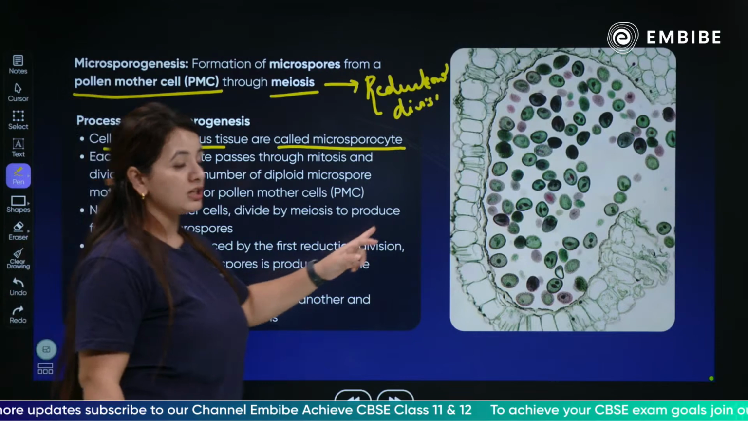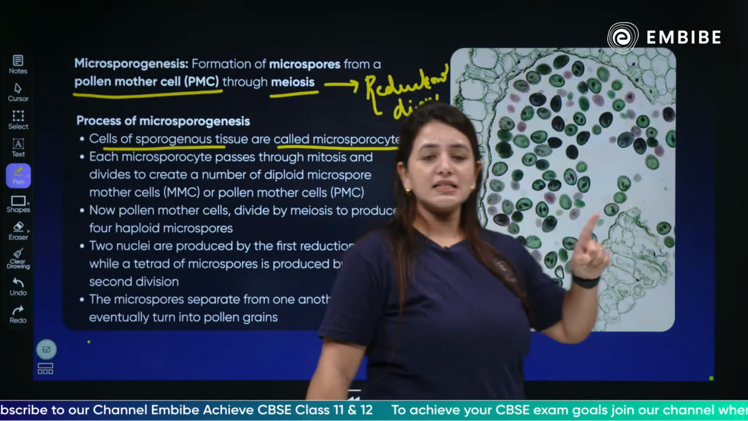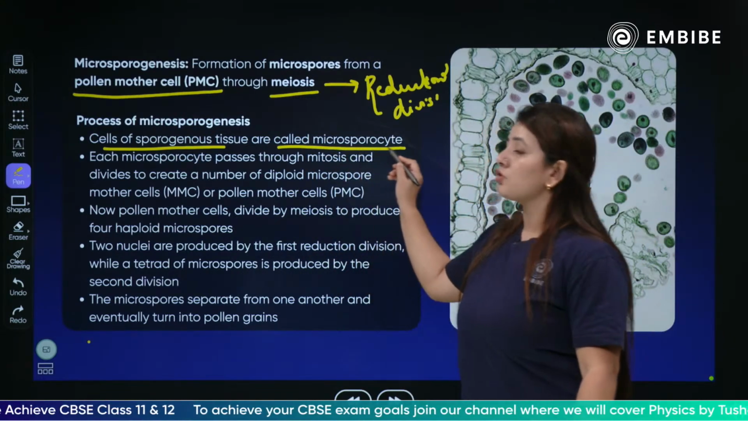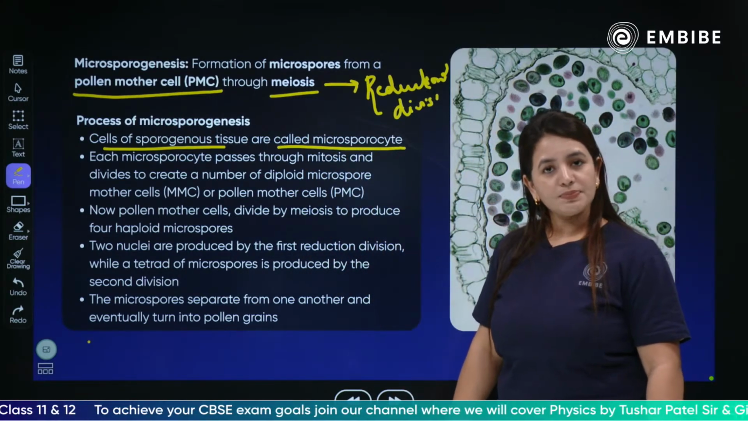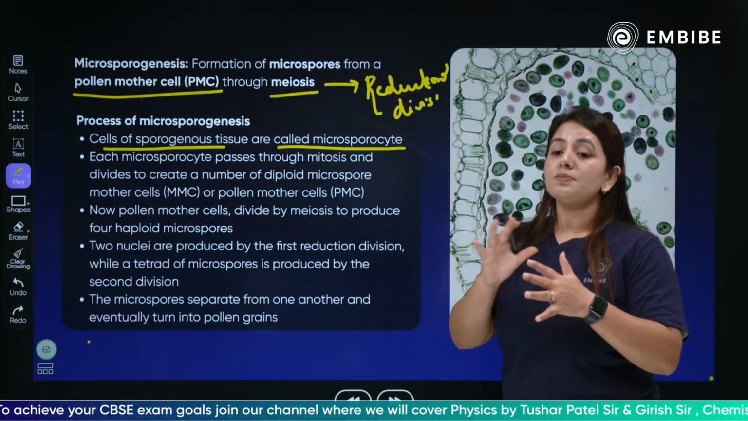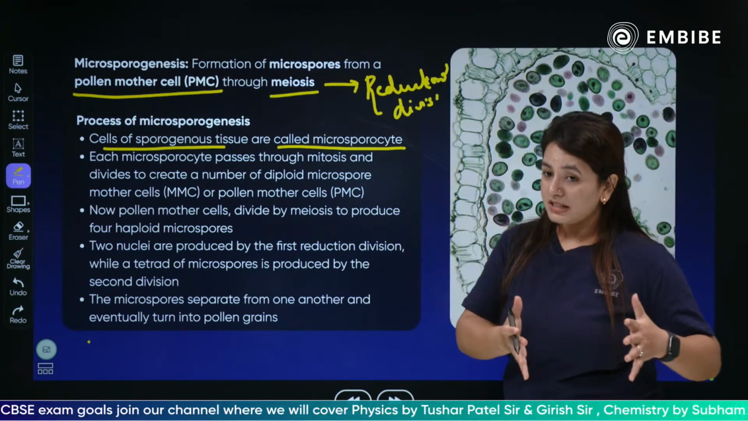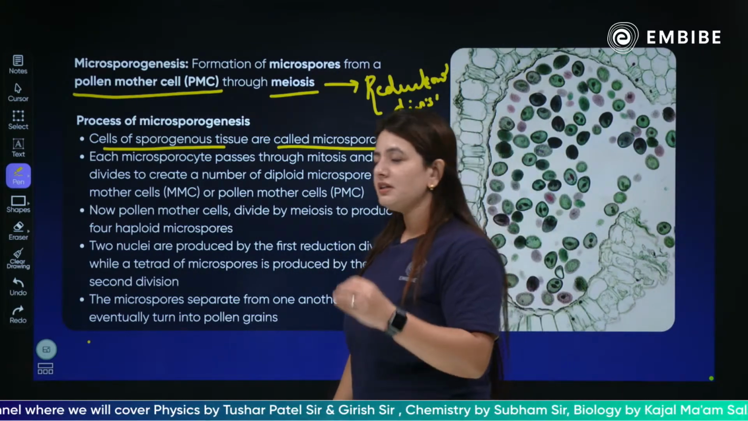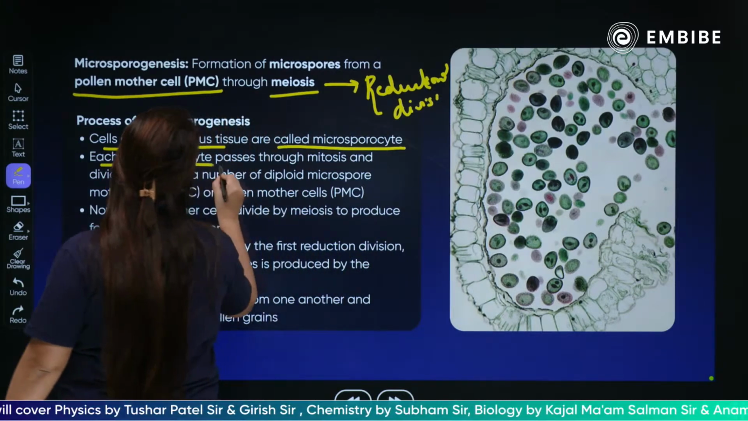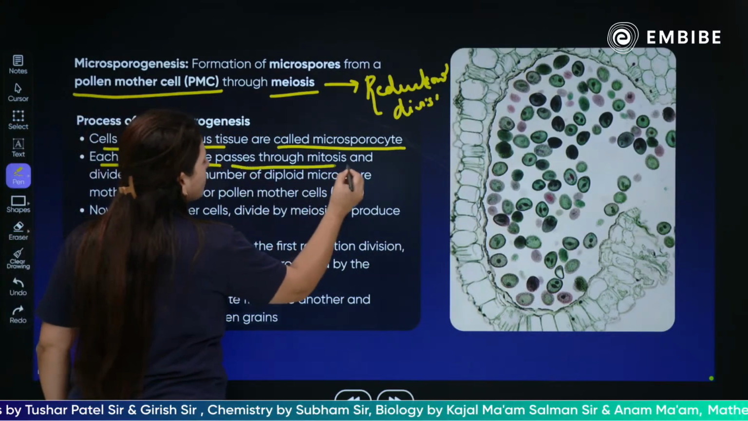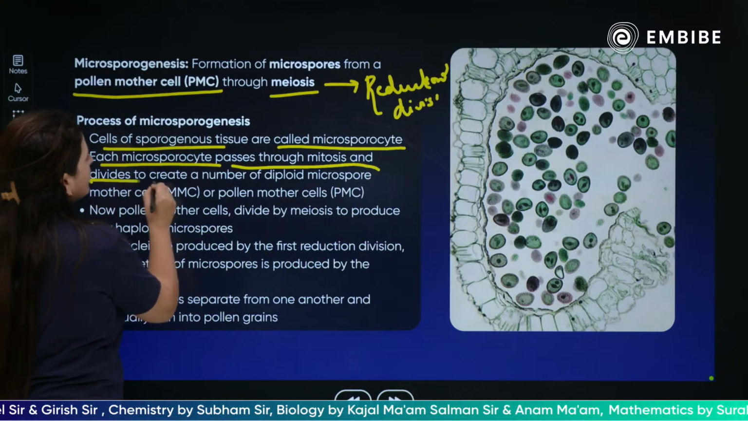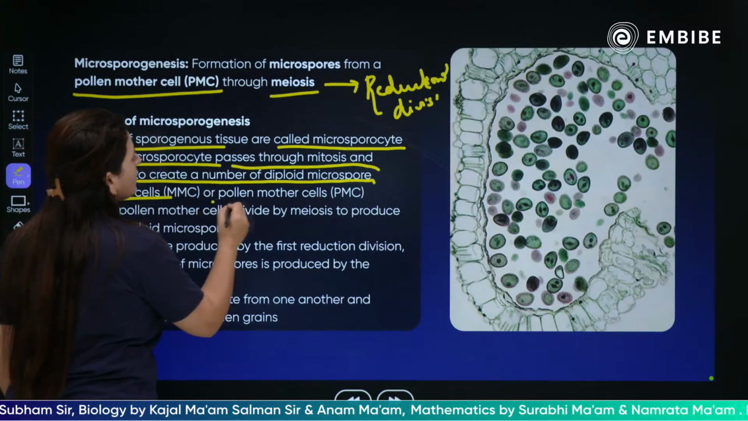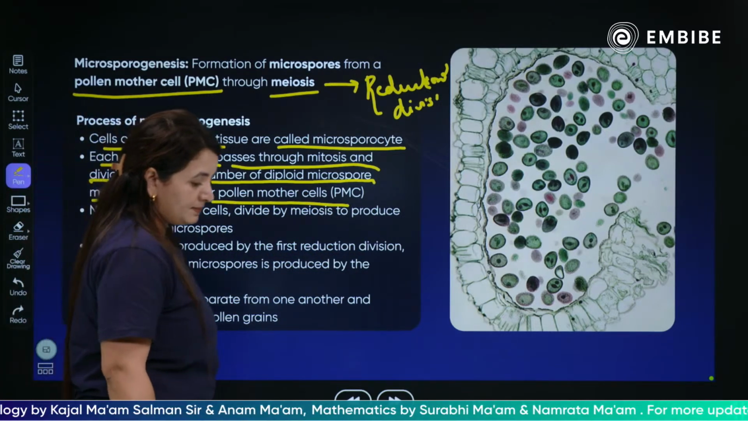The cells present in the sporogenous tissue, the homogeneous cells, are called microsporocytes. After this, each microsporocyte passes through mitosis and divides to create a number of diploid microspore mother cells, or pollen mother cells. Why mitosis?